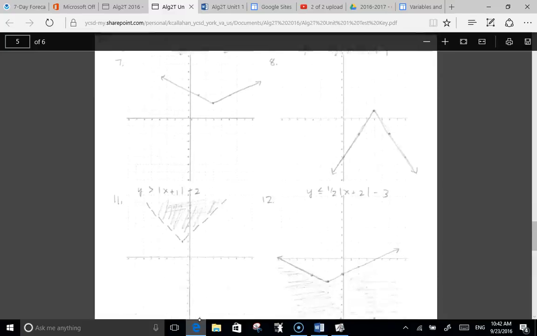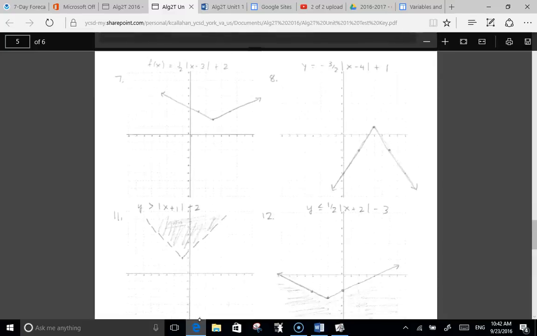Okay, now when we go to the graphs, 7 and 8, 11 and 12, and 13. Graphing. There's a fair number of students that don't know how to plot points. You don't know how to take an XY coordinate and get to the right place on the graph. And you have to know how to do that.